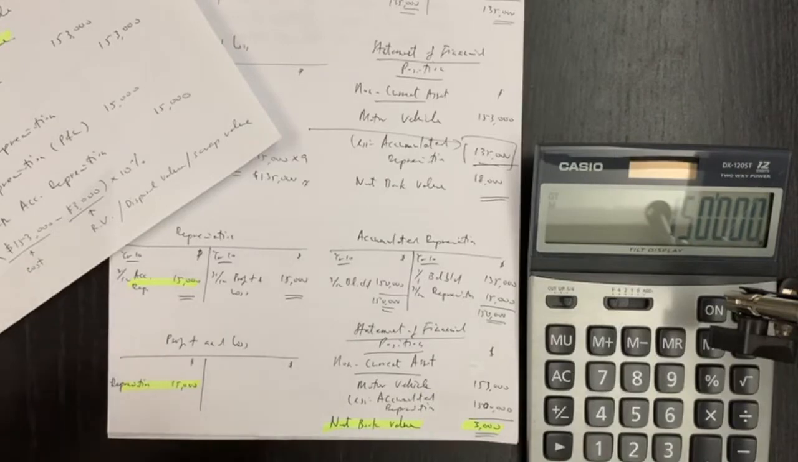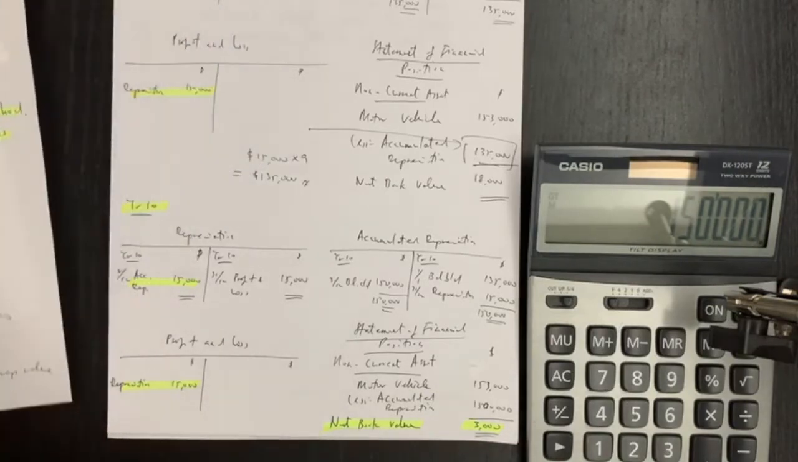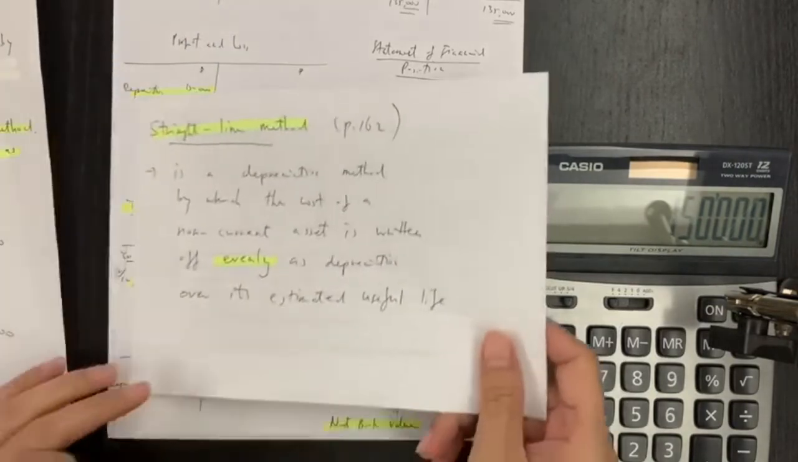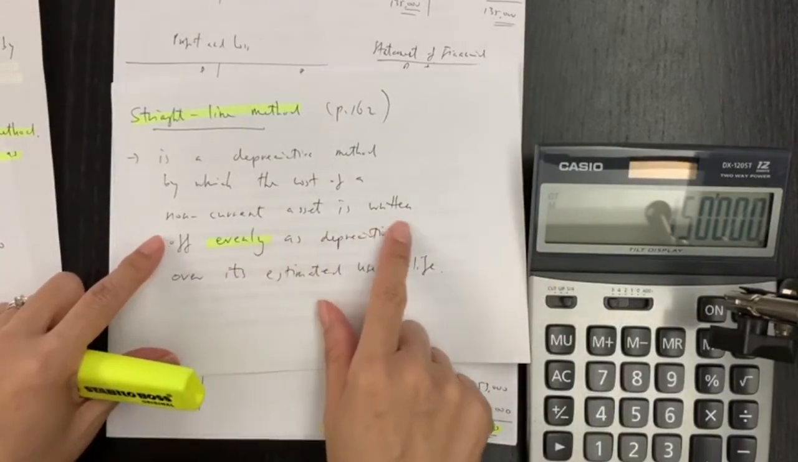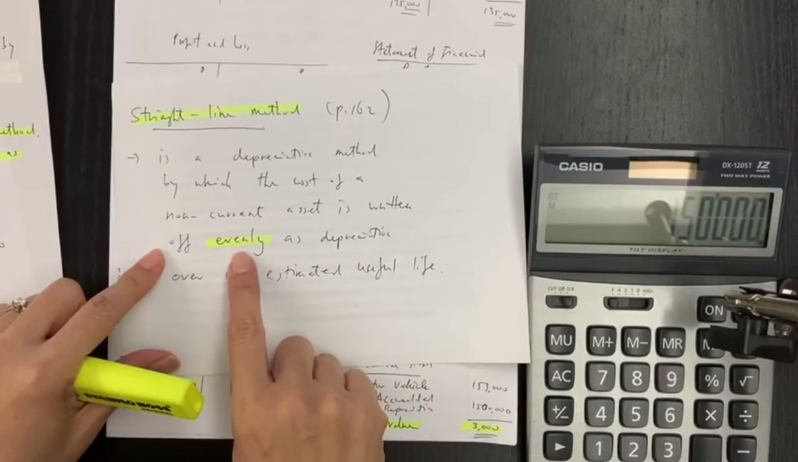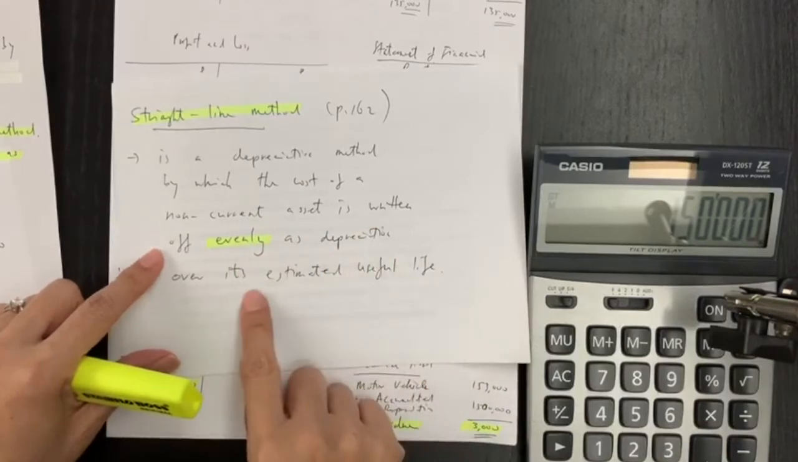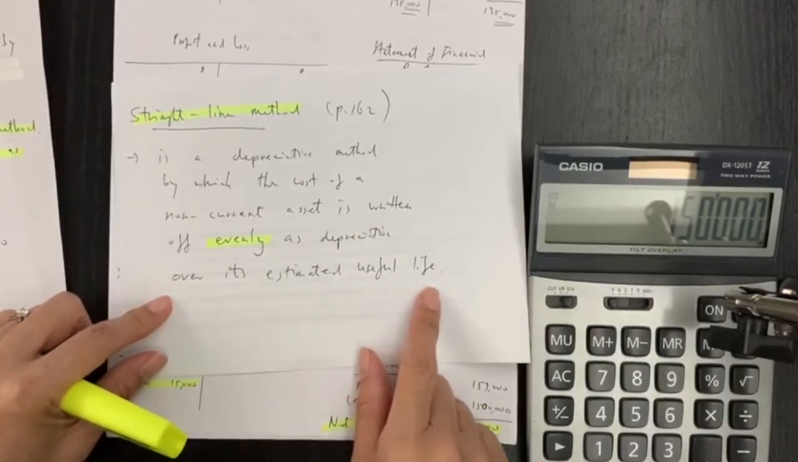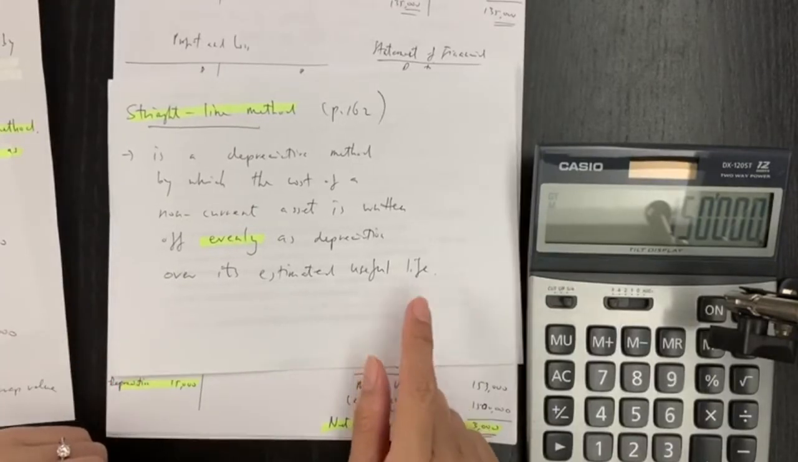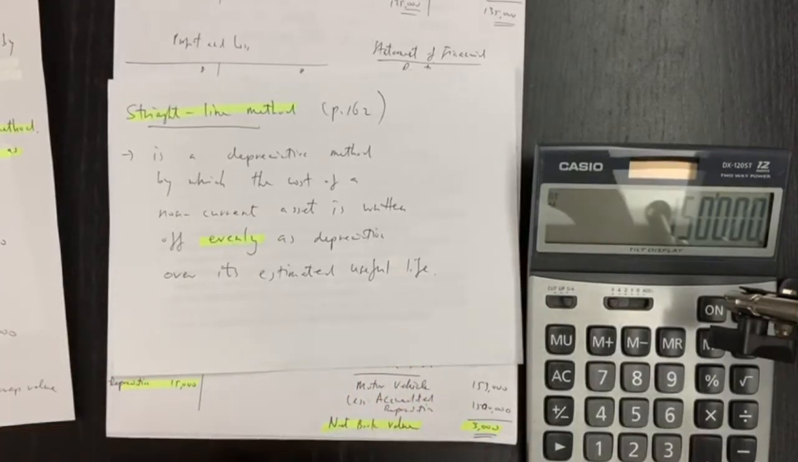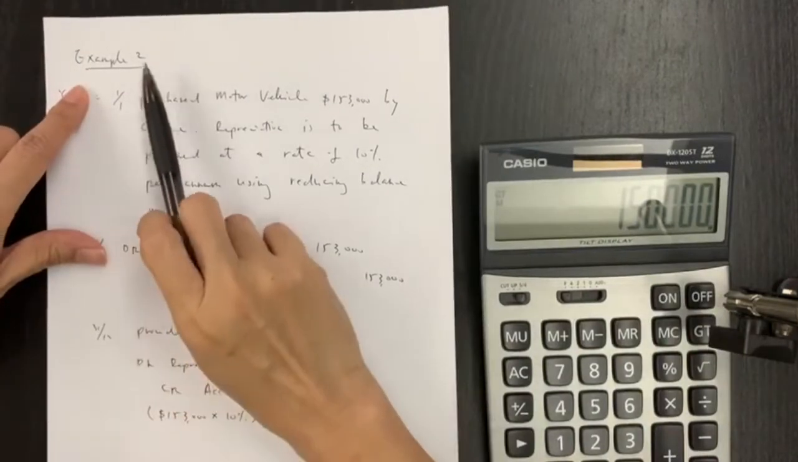So the keyword for the straight line method is this: the cost of non-current assets is written off evenly, the same in each year over its estimated useful life, and 10% is the same as 10 years being the useful life. Okay, now we have example 2.